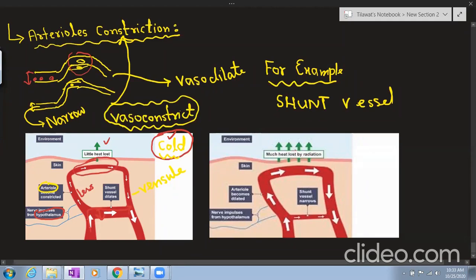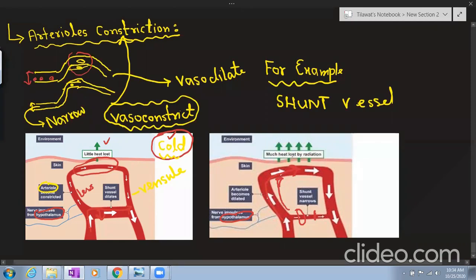Now let's suppose the condition is very hot. At that time, what will happen? The hypothalamus will detect that and will send an impulse to your shunt vessel. The shunt vessel will become constricted. Constricted means it becomes narrow. When it becomes narrow, you can see the pipe become very small, right? So more blood will move toward your skin. Only less blood is going through this shunt vessel, because most of the blood is now diverted toward your capillaries, so most of the blood will go toward your capillaries.